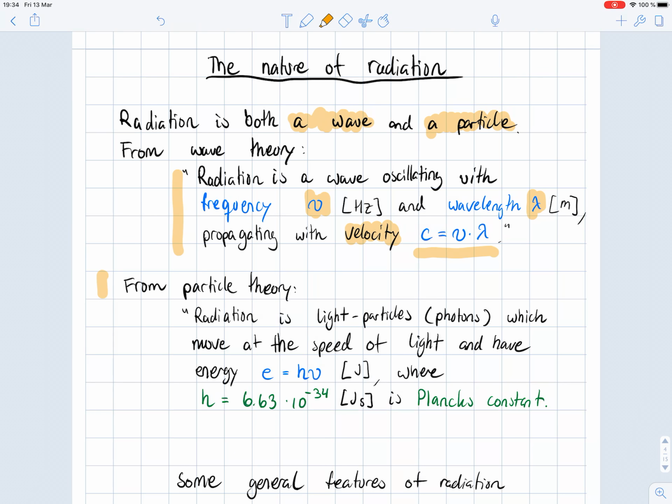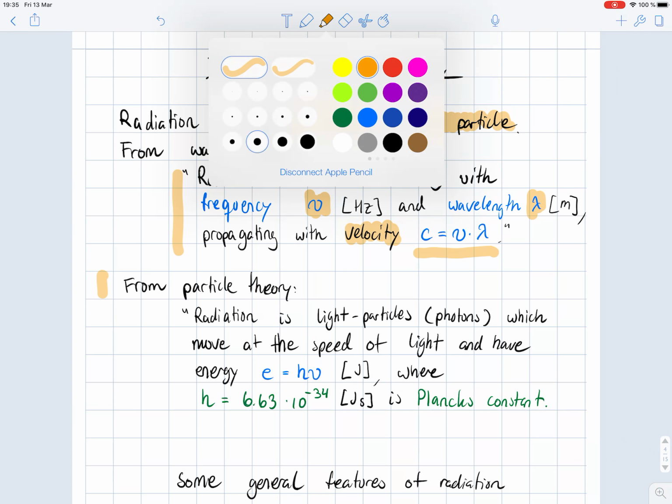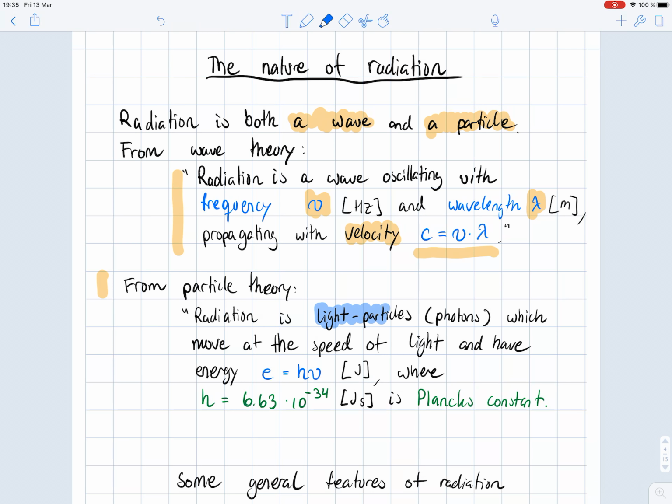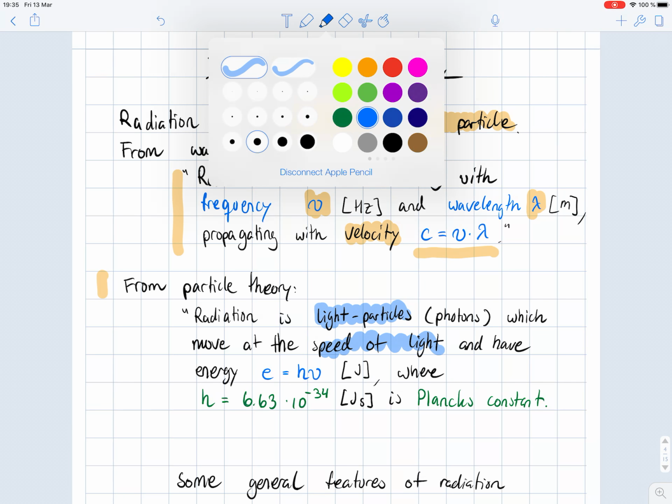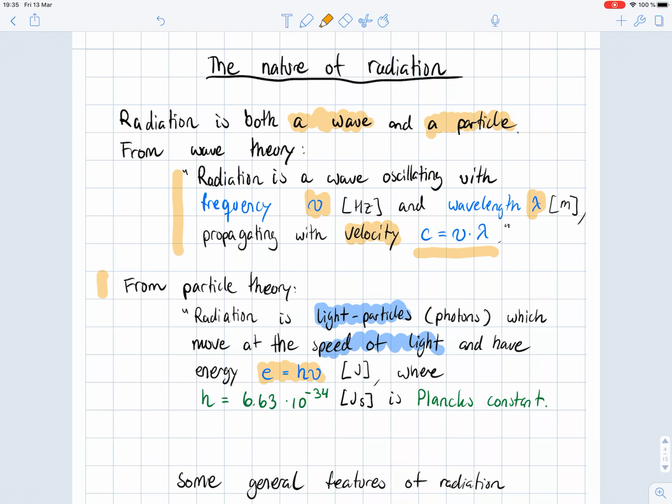Correspondingly, we have particle theory, where we say that, well, our radiation is actually particles of light. We call these light particles photons. These particles move at the speed of light, and they have a specific energy, which we use lowercase e for. And the value of this energy in joules is h times nu. Nu is still the frequency, and h is Planck's constant, which we have given here. It's 6.63 times 10 to the power minus 34. So this is probably the smallest natural constant that we have. Its units are joule seconds because we're multiplying it with a frequency which has units hertz or per second to give us joule in total.